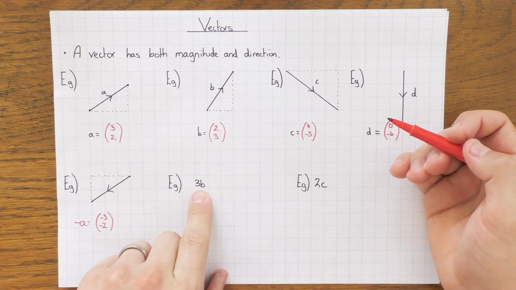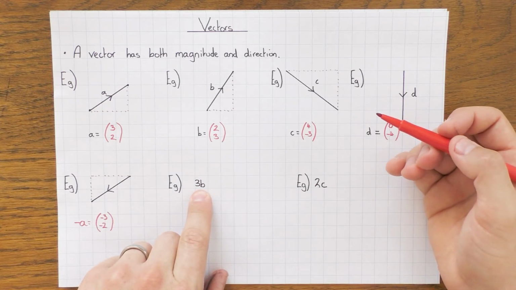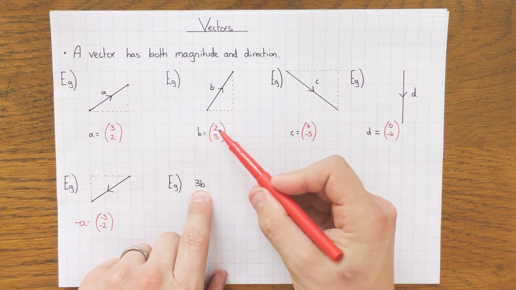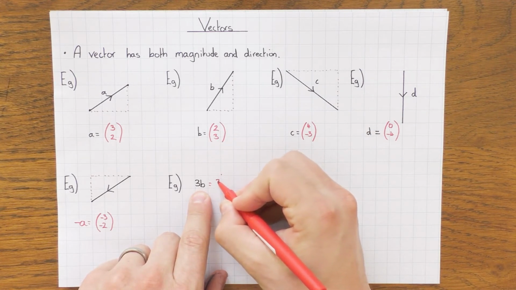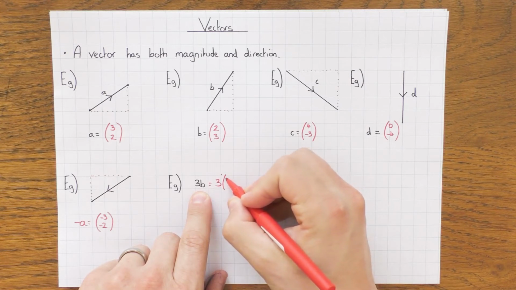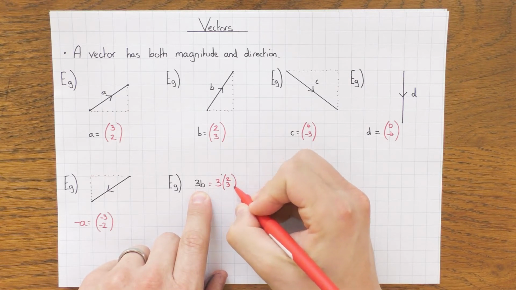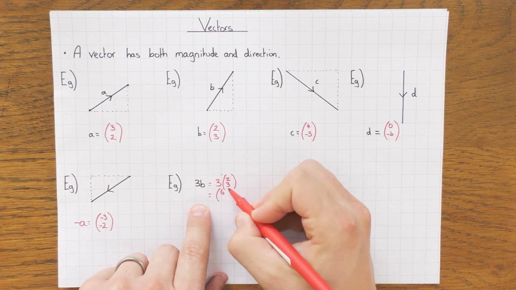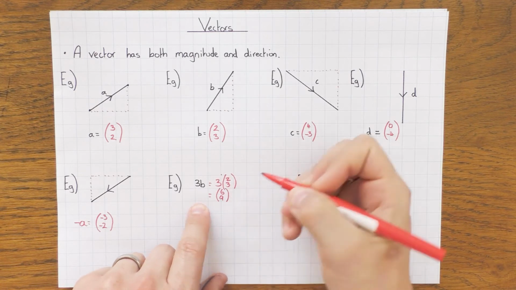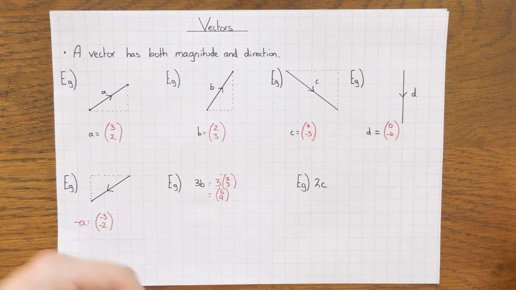You can also do scale factors. Here, I'm going to draw 3B. If B here was (2, 3) and I want 3B, all I do is multiply everything by 3. So 3 times 2 would be 6, and 3 times 3 would be 9. That would be what it would be if you were to just write it down.